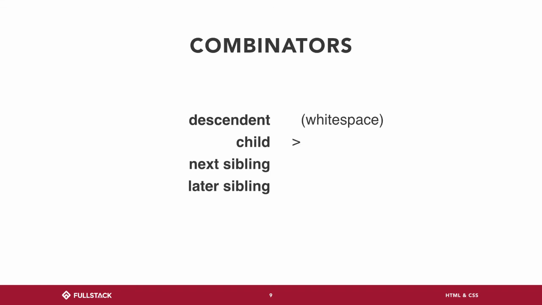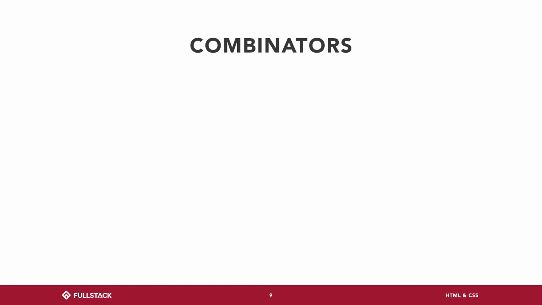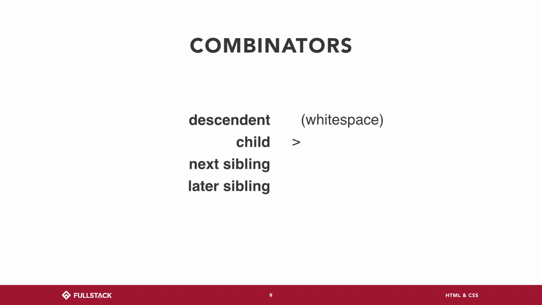You could get a little bit more specific and say that it's got to be a direct child, in which case you would say div greater than p, where the paragraph tag would be directly below the div tag. You could also specify that a tag should be a next sibling.